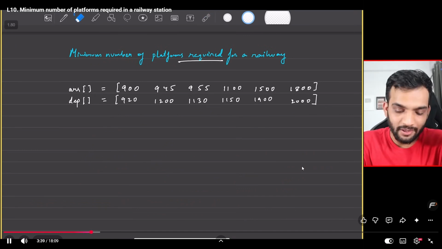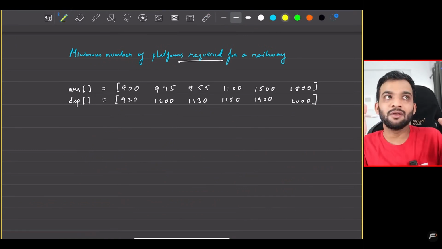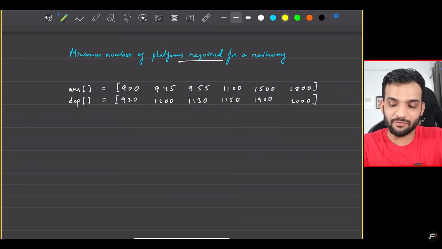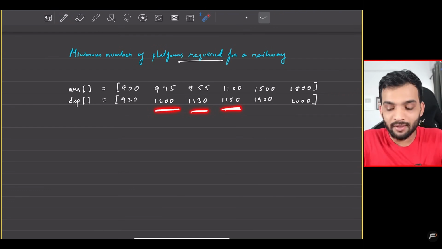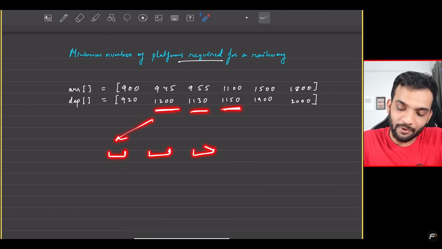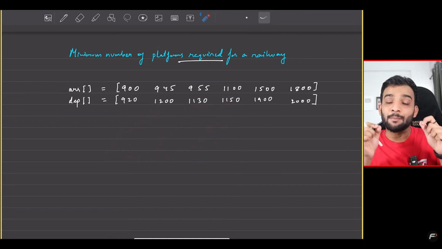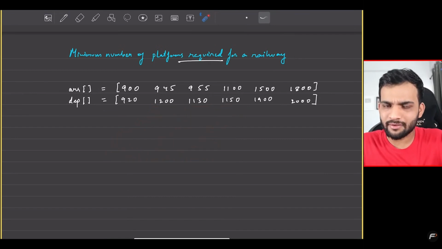What is the brute force? Again, I did say a word, intersecting. Because of the arrival times and the departure times, if you carefully notice, all of these 3 were intersecting at some point. That is why you needed 3 platforms to accommodate these 3 trains. So if I can figure out the maximum number of intersections, I think that will be doable.